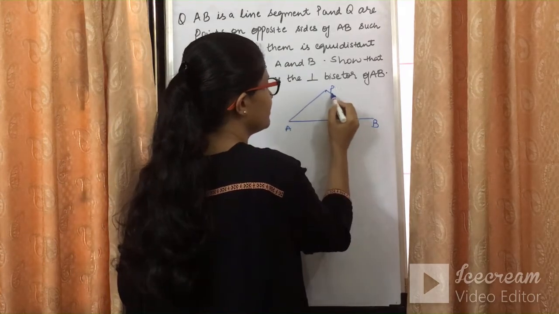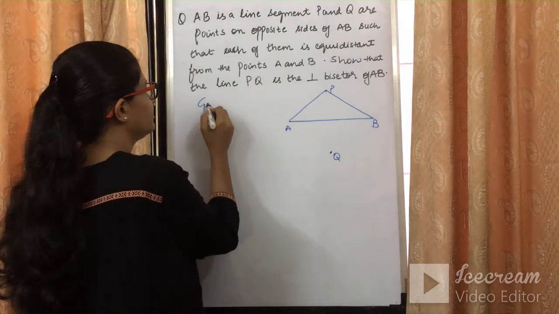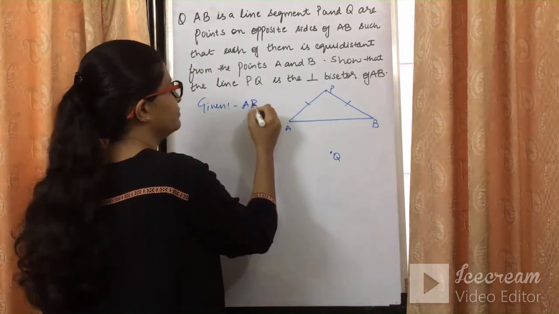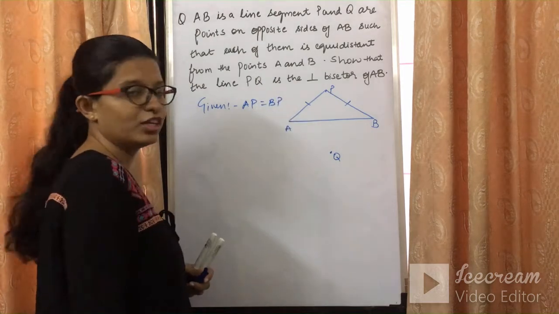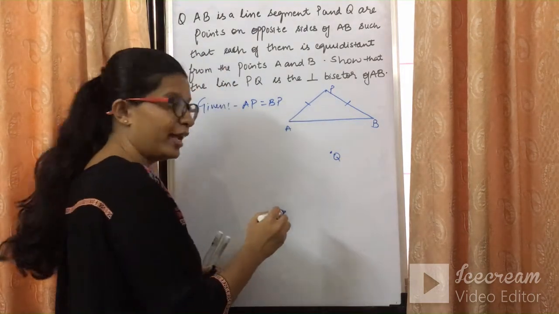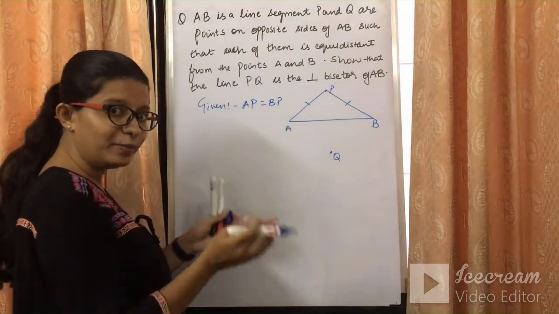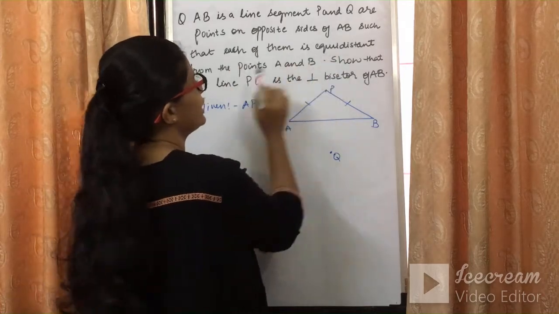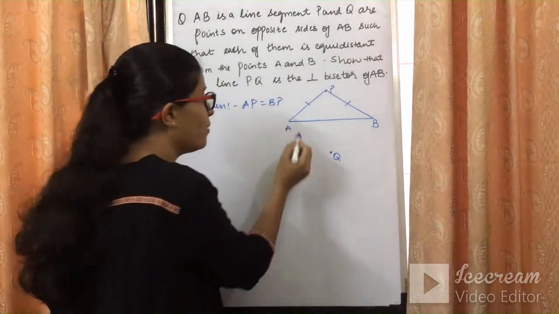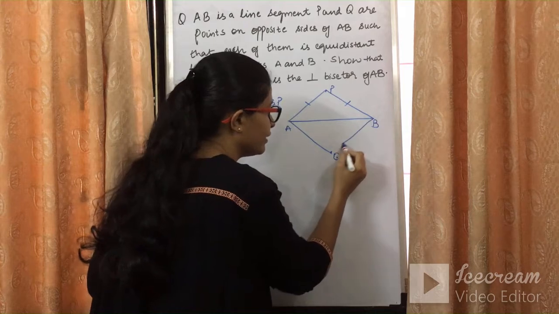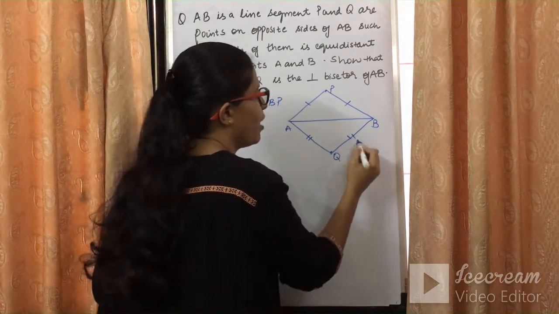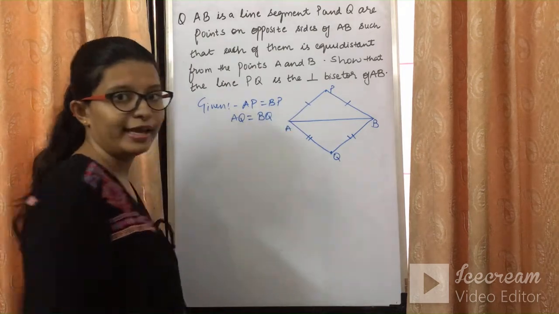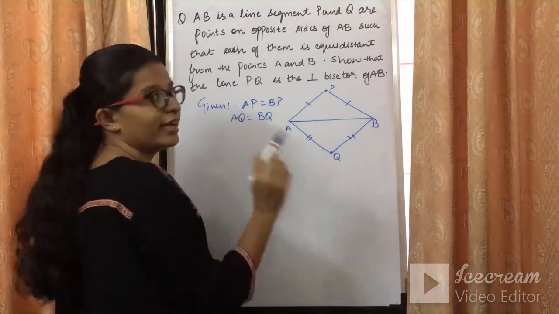We need to join these. So what is given in the question? AP will be equal to BP. This is given because P is equidistant from A and also from B. Equidistant means equal distance. Similarly, Q is also equidistant from A and B. So I can write AQ is equal to BQ. So these two things are given in the question.